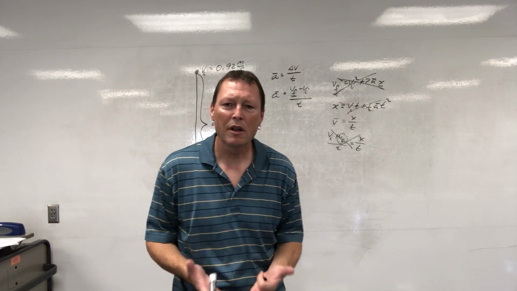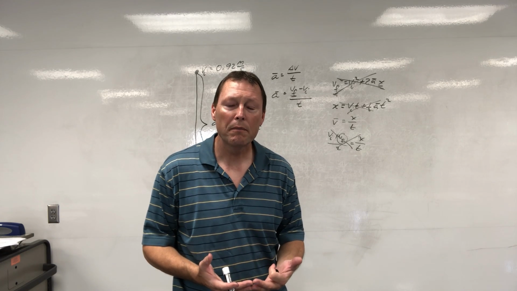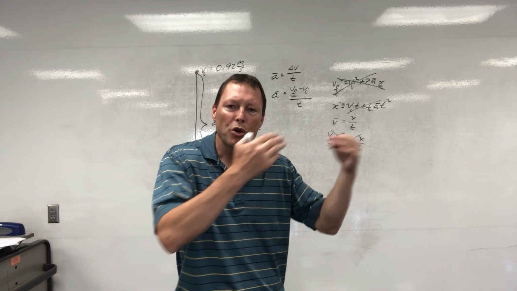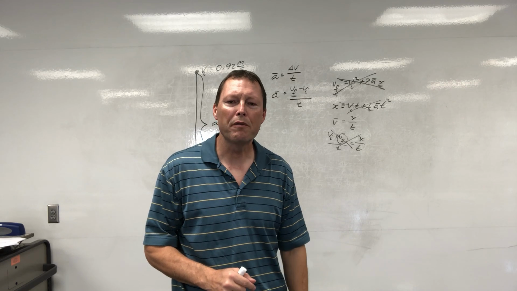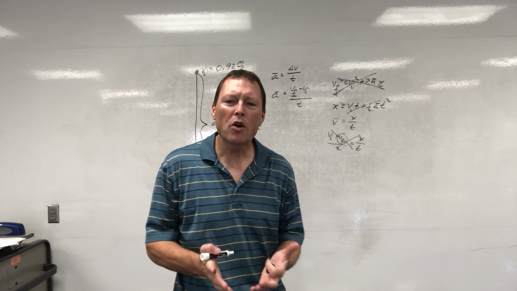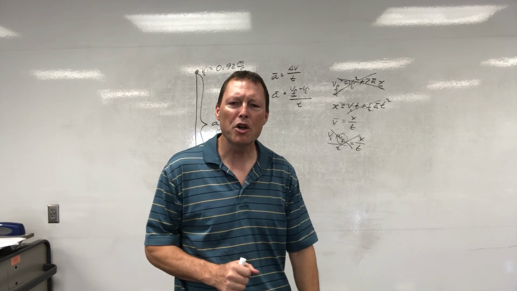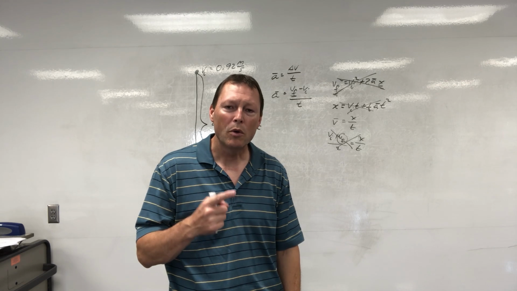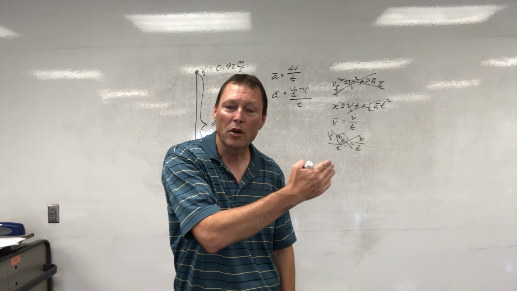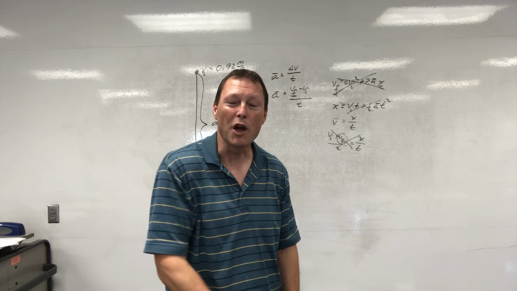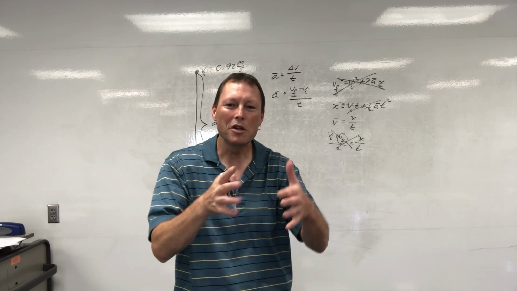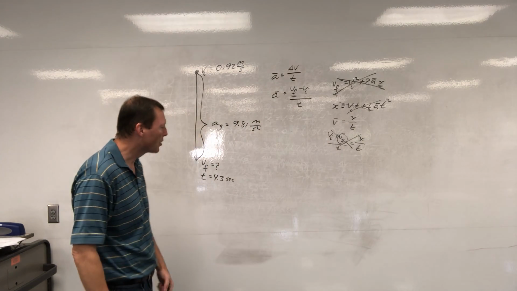Pick an equation that has what you're looking for in it, and then make sure you have all the other information available. If none of the equations have all the other information available, then what you need to do is find an equation to solve for a new piece of information, which you can then put into the equation.